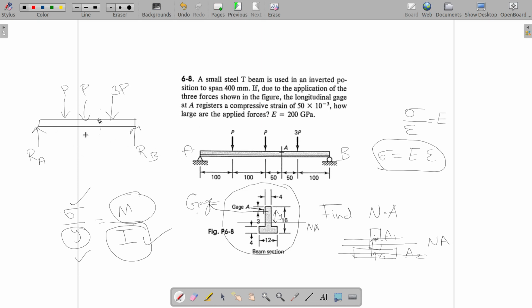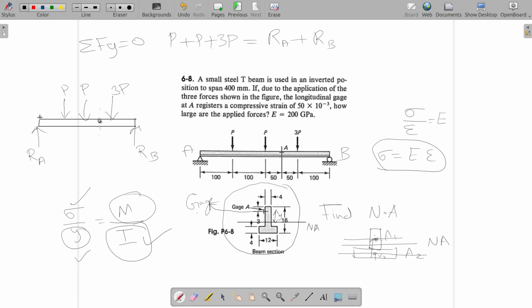So here you can find out this RA and RB, or just one of them, either RA or RB. That depends on the strategy you follow to find out the moment. I would personally calculate one of them. You can use equations like net force. Since this structure is not moving and it is in equilibrium, net force in y direction should be 0. That means that P plus 3P should be equal to RA plus RB.